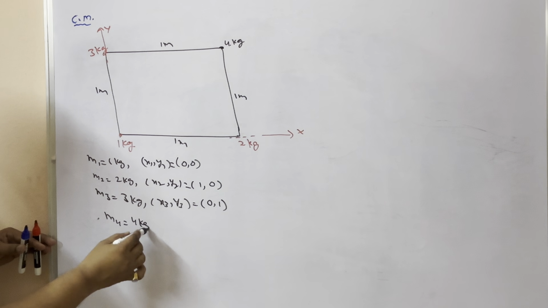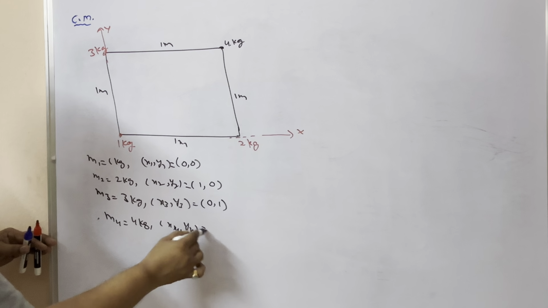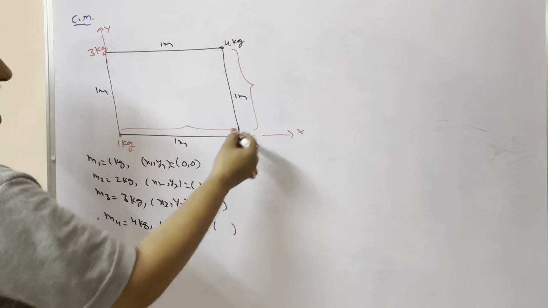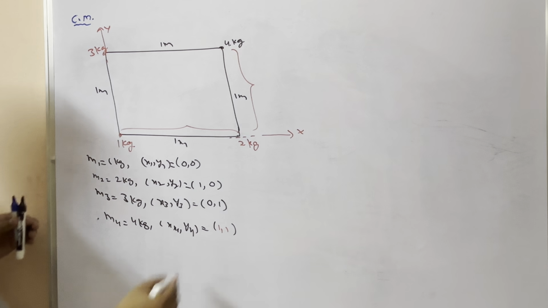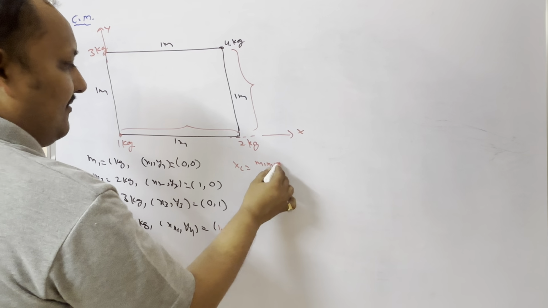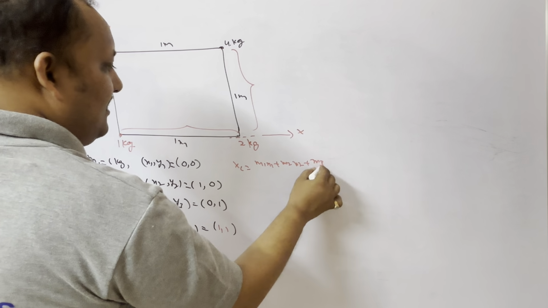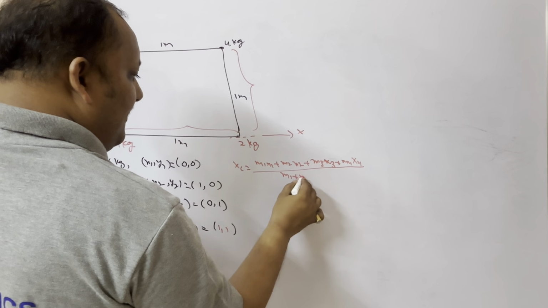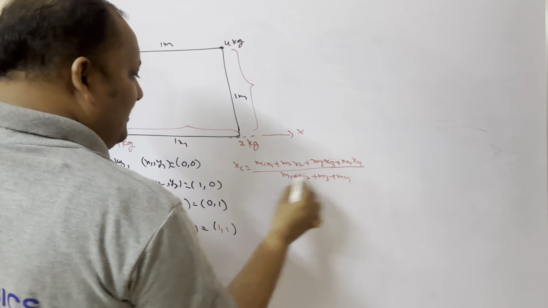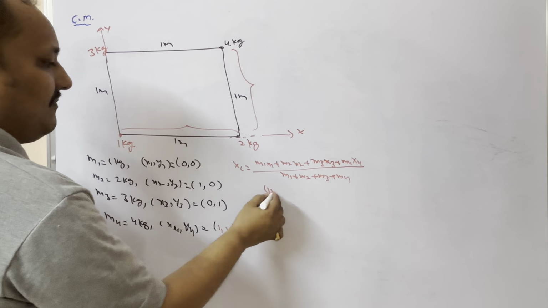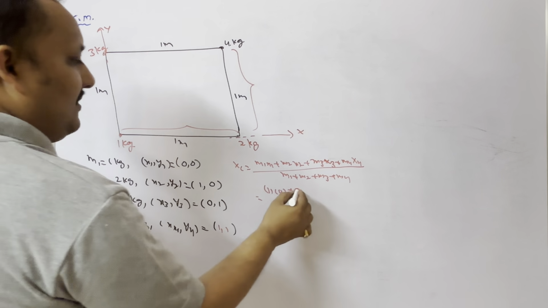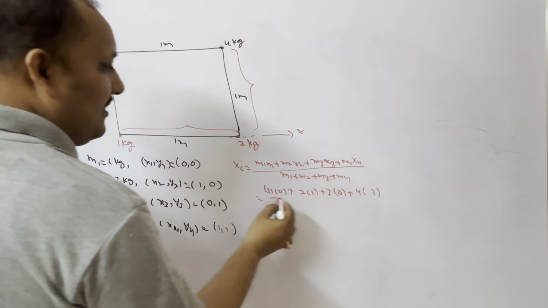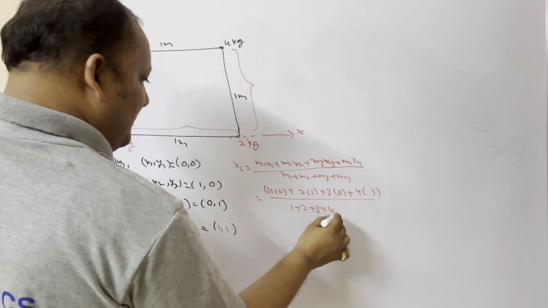m4 is 4 kg, x4 comma y4. What does this mean? It is at a distance 1 and it is at a distance 1. Therefore 1 comma 1. Again our formula: x is equal to m1 x1 plus m2 x2 plus m3 x3 plus m4 x4 divided by m1 plus m2 plus m3 plus m4. So m1 x1 is 1 into 0, m2 x2 is 2 into 1, 3 into 0 plus 4 into 1, divided by 1 plus 2 plus 3 plus 4.